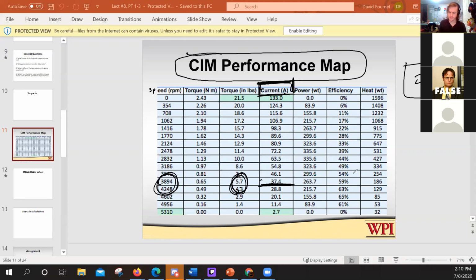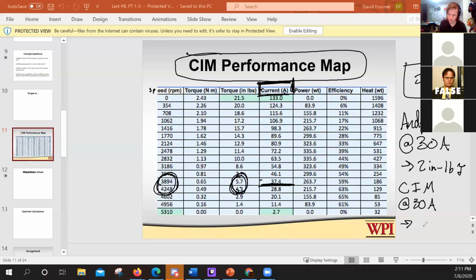We're going to start looking at this sort of stuff next class, because this is what's important when we're choosing a motor. So maybe we have one motor, an Andy Mark, let's say, and at 30 amps, it can produce, let's say, 2 inch-pounds of torque. And then we have a sim, which also at 30 amps can produce 5 inch-pounds of torque.